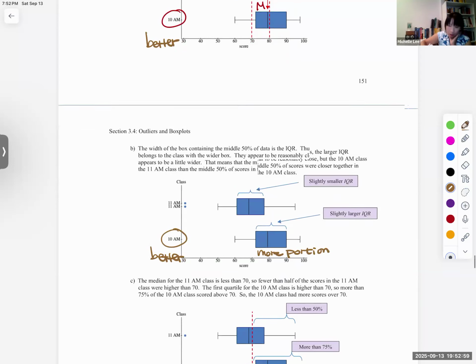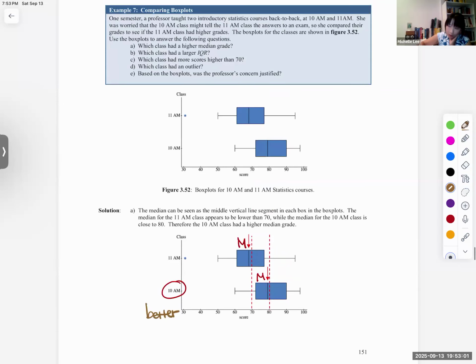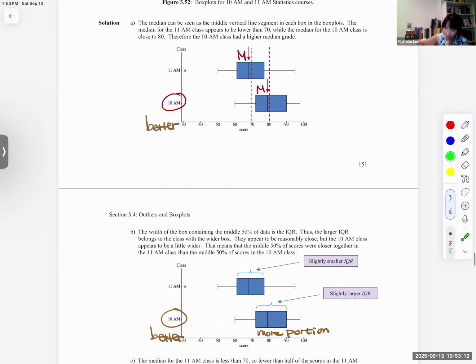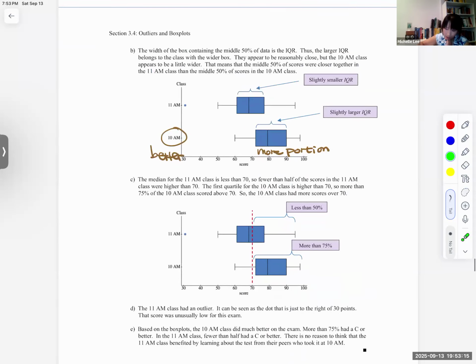All right. See which class had more scores higher than 70? Okay, so higher than 70, 70 is here, right? So 70 is here.